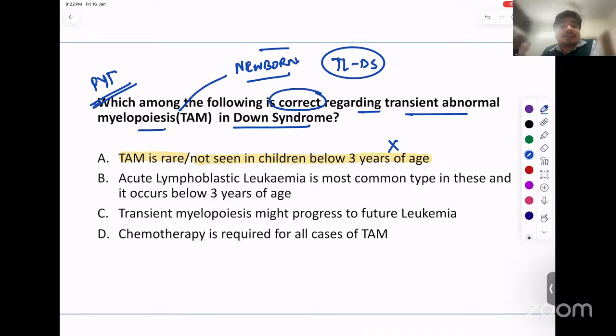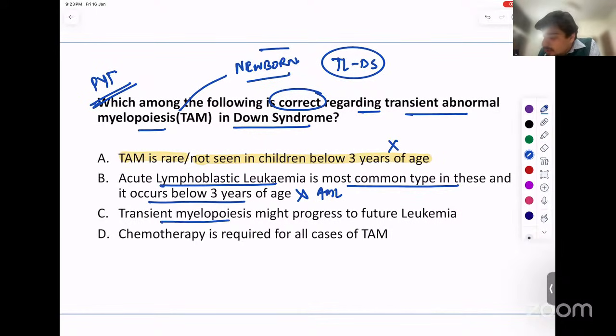A newborn will suddenly have counts like 50,000, 70,000, 1 lakh. Most of the time these are myeloid blasts, but they tend to regress in most cases. Not in all cases, but in some cases, yes. Next option: ALL is the most common type and it occurs below 3 years of age. This is false. Like I said, these blasts are myeloid blasts. It's AML. If it has to progress, it will progress into AML.